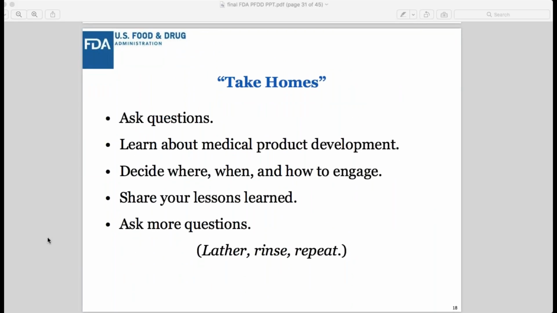So, some of the take-homes. We've covered a lot, but in the summary, I think the take-homes are pretty simple. Ask questions, and the more you ask, the more you'll learn what the right questions are. Learn about medical product development by participating in webinars, going on our patient network website, attending public meetings, so that you can decide where and when and how to engage with us. Share your lessons learned with your colleagues, of course, and with other patients and advocates, and ask more questions. There's really always more to learn. And that's it.